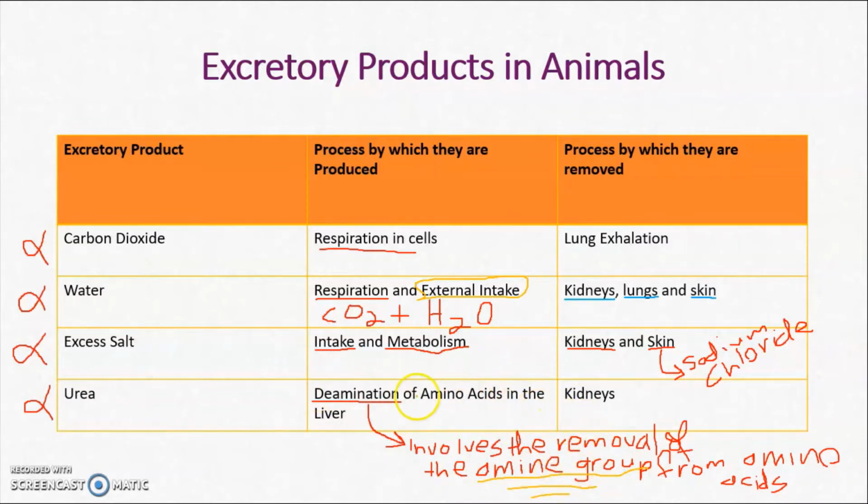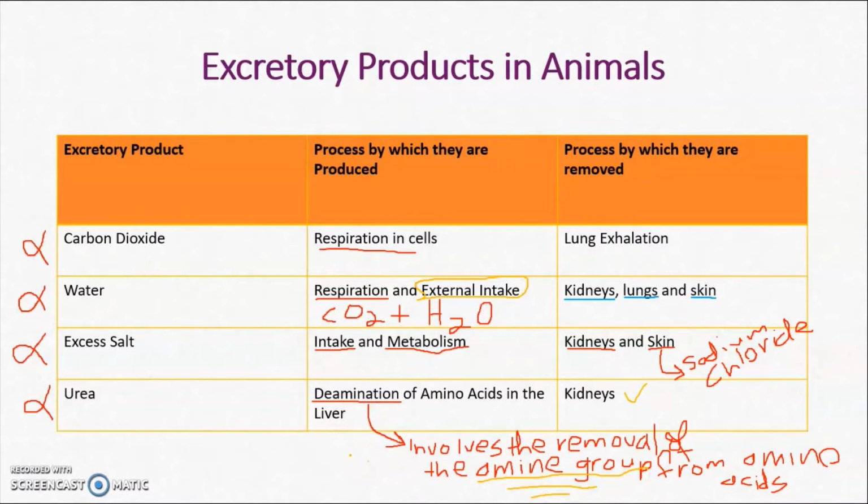Although the deamination occurs in the liver, the urea that is ultimately produced is gotten rid of by the kidneys. So keep that in mind.